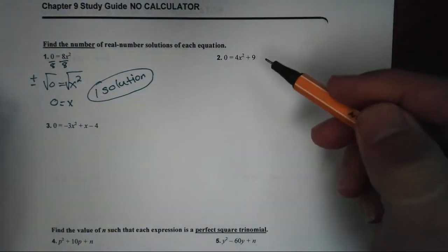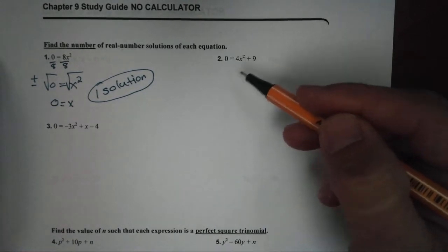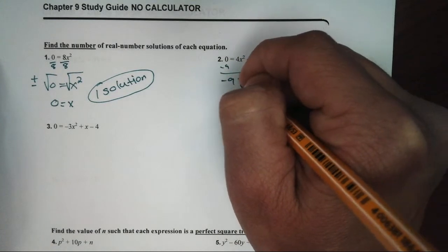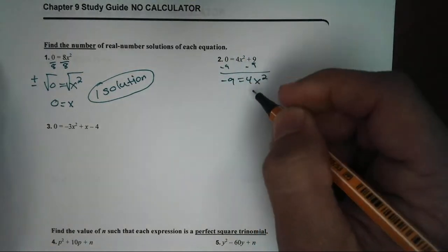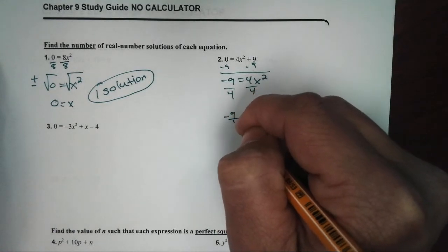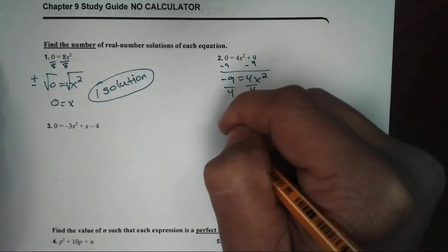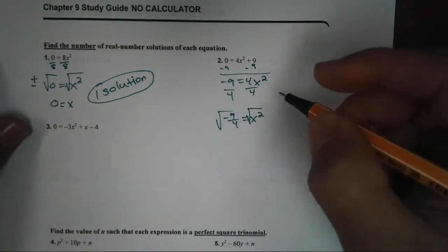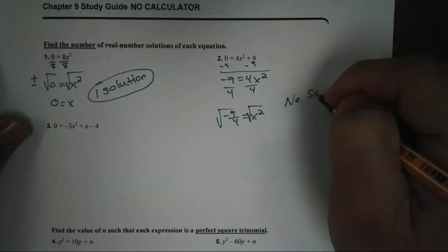Number 2, again, I just have x squareds, so I can play the game of opposites. So I'm going to subtract 9. So negative 9 equals 4x squared. Get rid of the 4. I'm going to divide by 4. So I get negative 9 fourths equals x squared. I'm going to take the square root, and all of a sudden we have a problem. Can't take the square root of a negative, so this is no solution.